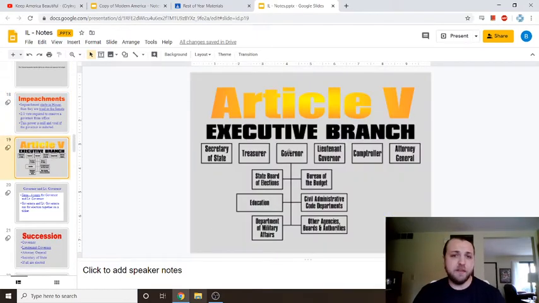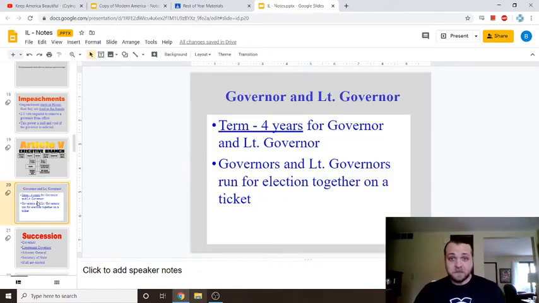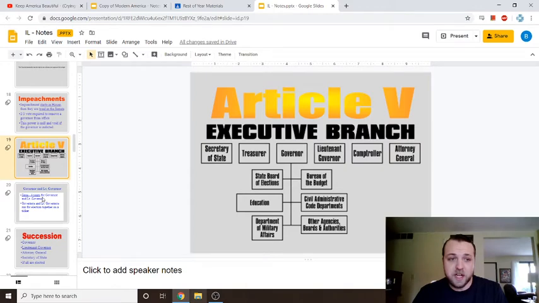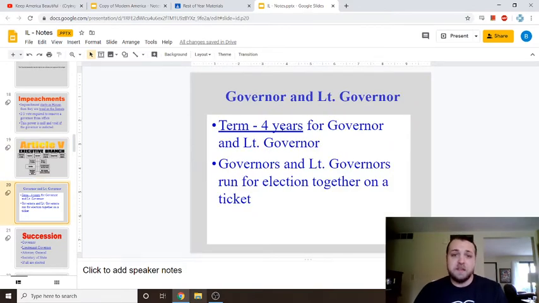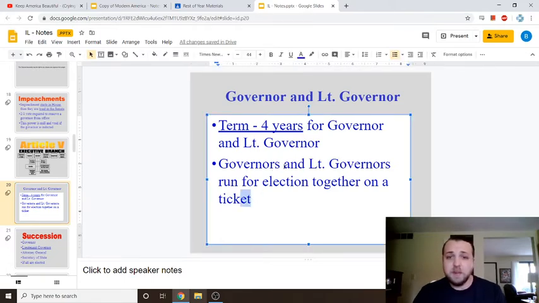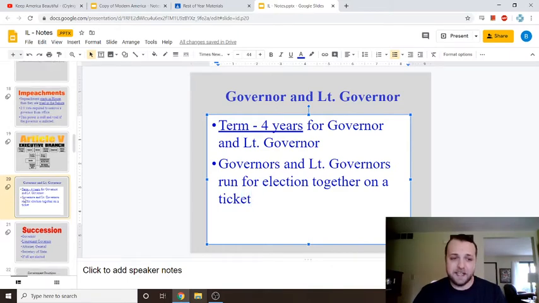Article 5 is all about the governor, who heads up our executive branch, and the different people that help him. Much like a president's cabinet, the governor's got his own little group of dudes and dudettes, I suppose, that are going to help him. The governor and the lieutenant governor, in fact, all members of the Illinois executive branch, anyone who has any of these jobs, all serve 4-year terms. The governor and the lieutenant governor run together on a ticket, much like a president and vice president run together on a ticket. So Trump and Pence ran together on a ticket. Well, so did J.B. Pritzker and his lieutenant governor. They ran together on a ticket.